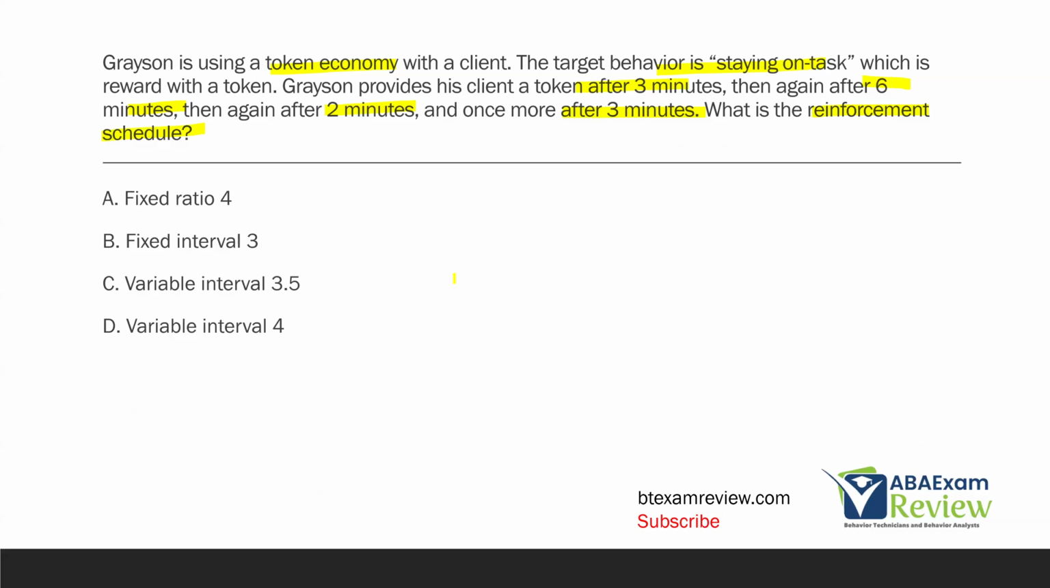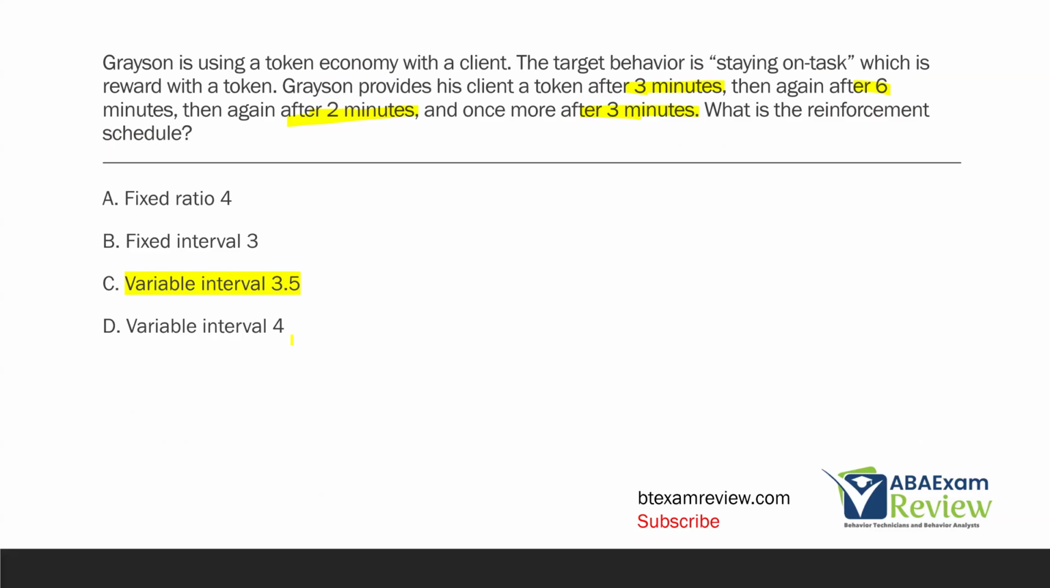So if it's a variable schedule, that just means an average. So on average, when is reinforcement delivered? Well, let's add it up. We have 3 minutes. So 3, and then 6 minutes, and then 2 minutes, and then 3 minutes. To get our average, we divide by the total number of data points, which is 4. And that's going to give us variable interval 3.5. We know it's variable because these are all different. The reinforcement schedule is changing. We know it's an interval because it has to do with time. And then we find the average, which gives us the 3.5.